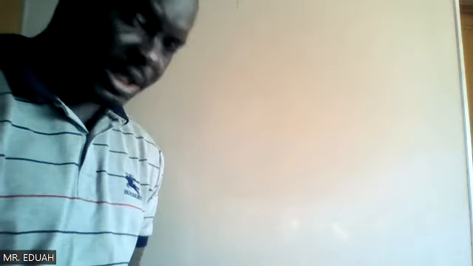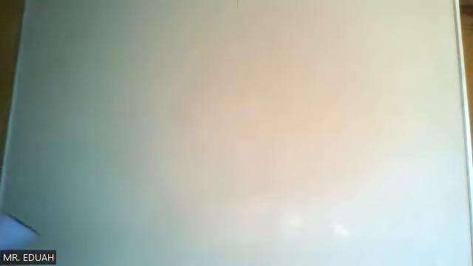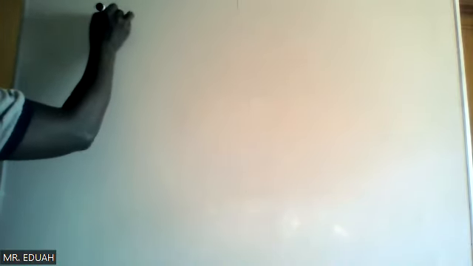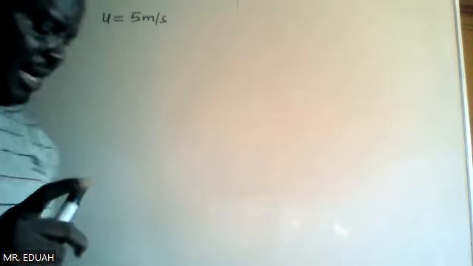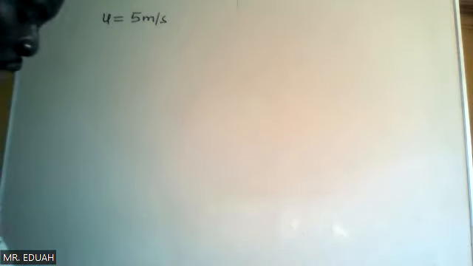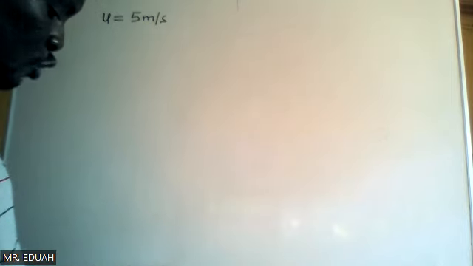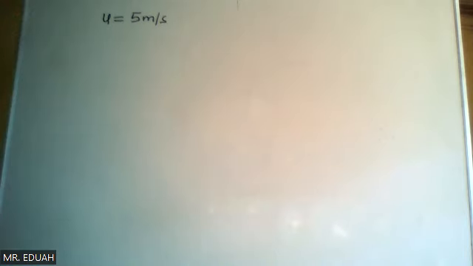Okay, so let's look at it. A motorist travels with an initial velocity of 5 meters per second. So this time, the motion never starts from rest. The initial velocity is 5 meters per second. That's the body's initial velocity. Leonard, mute yourself. So he traveled at this velocity for 2 seconds.